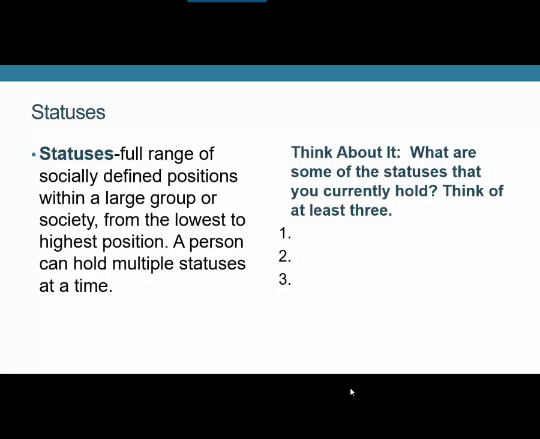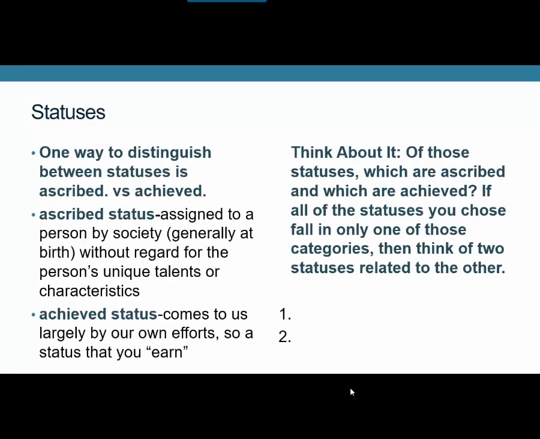So for your own notes, if you just want to think about some of the statuses that you currently hold, maybe write down three of them. And now we're going to further classify those statuses. One way to distinguish between statuses is whether they're ascribed or achieved.